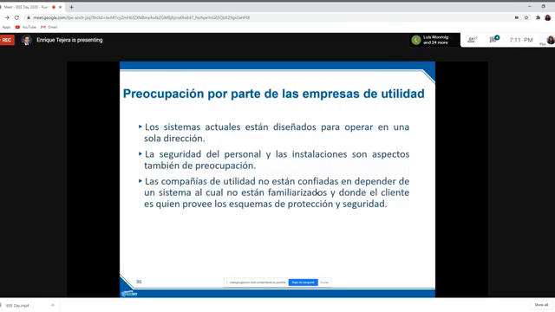Las empresas de utilidad eléctrica van a tener la preocupación de cómo operan esos sistemas que, como les dije anteriormente, antes sabíamos que la corriente y la energía iban en un solo sentido. Ahora tenemos fuentes en el medio de nuestro sistema que nos pueden afectar la operación y la seguridad del personal. Es una de las grandes preocupaciones.